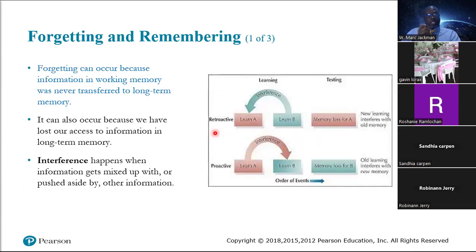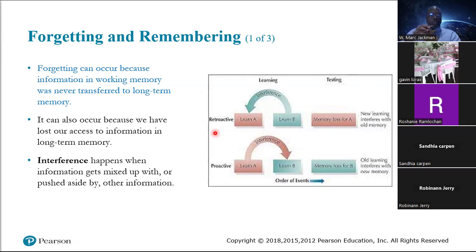Forgetting and remembering. Forgetting can occur because information in working memory was never transferred to long-term memory. So there's decay in the information in working or short-term memory. It has never been coded or transferred, so it's not in long-term memory. Sometimes you do a course and there's a lot of information, and you don't get to consolidate it. So by the time the course finishes, you lose a lot of what you would have learned, as opposed to a course where you are involved in integrating and consolidating the information. You find that in that sort of process, you learn or take in more. Okay.